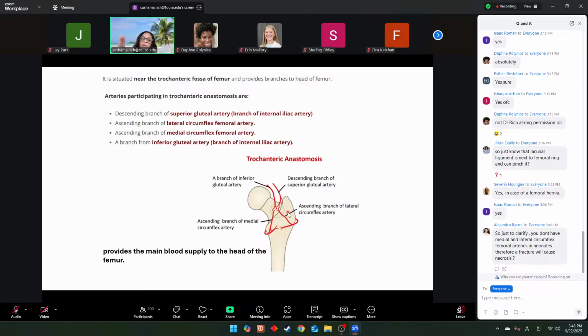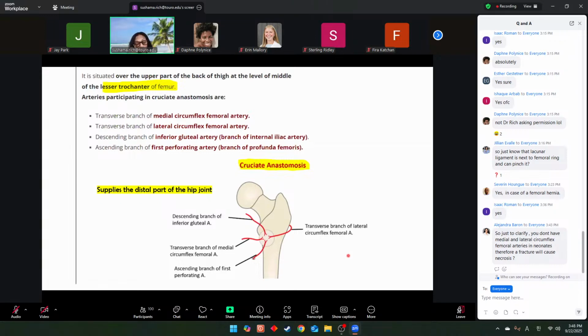So ascending branches of the two circumflex arteries, superior gluteal and inferior gluteal, if you see that, that is trochanteric anastomosis. And that's the main blood supply to the head of the femur. The other anastomosis that supplies the hip joint is called the cruciate anastomosis because it looks like a cross.